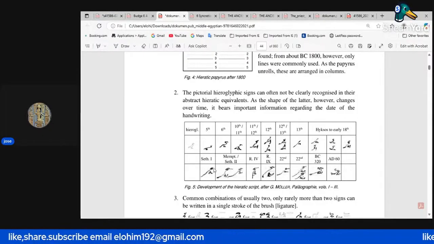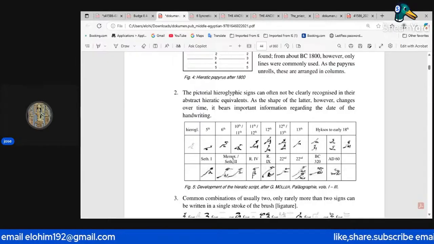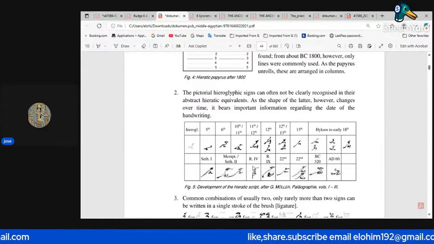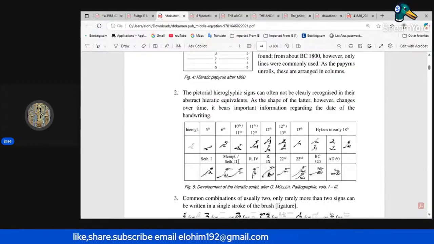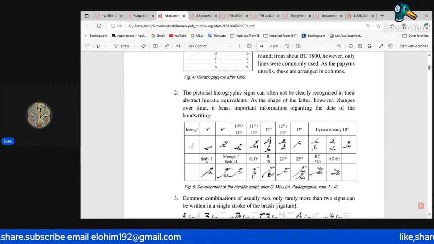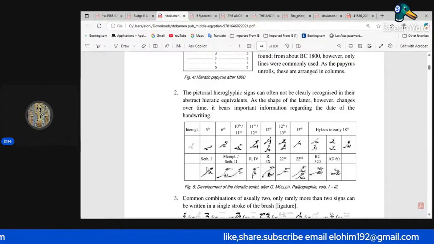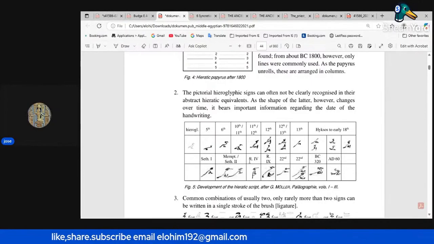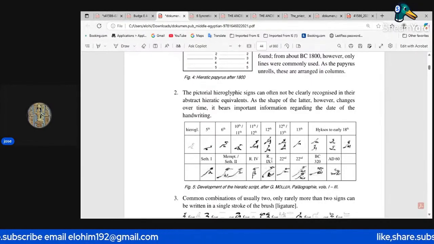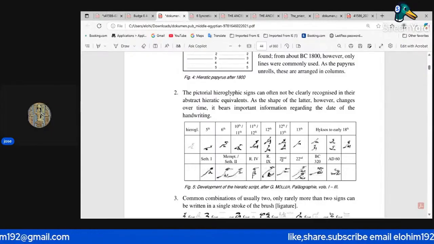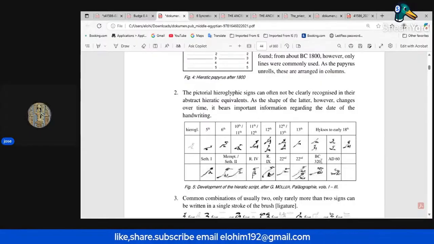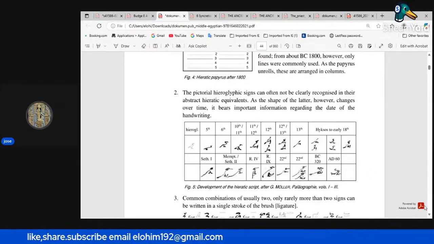Seti the first. This is Merenptah and Seti the second. Okay, so these are the pharaohs, the Nesut who would have ruled, right? So this is Seti the first. This is Merenptah, Seti the second. Ramesses the fourth, Ramesses the ninth. Okay. So it says 22nd, 320 BC, AD 60.